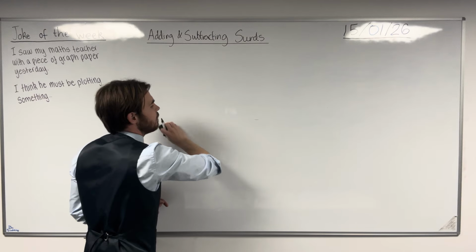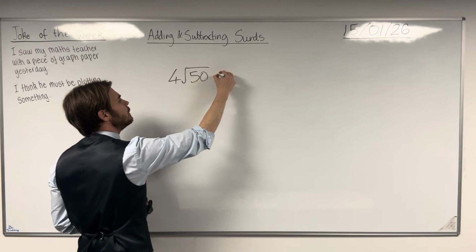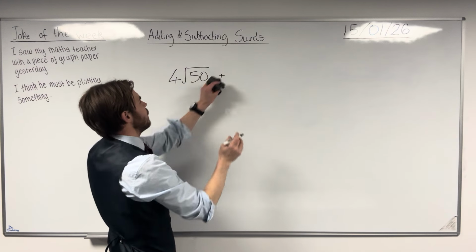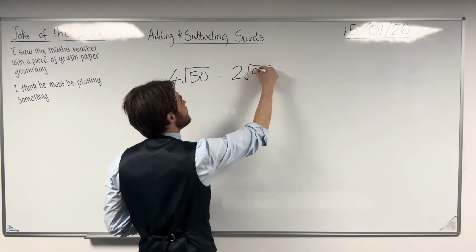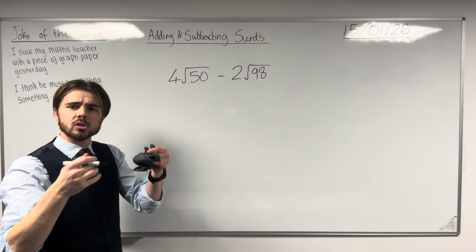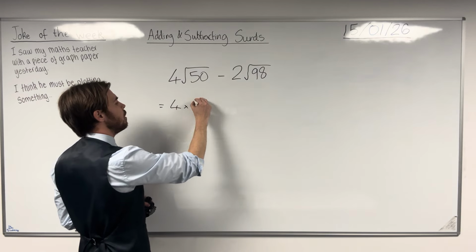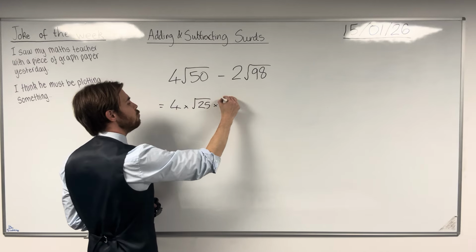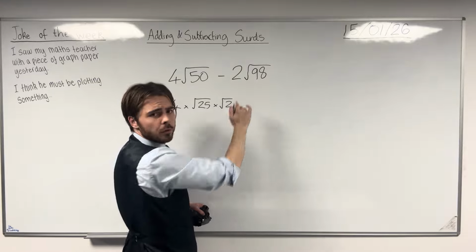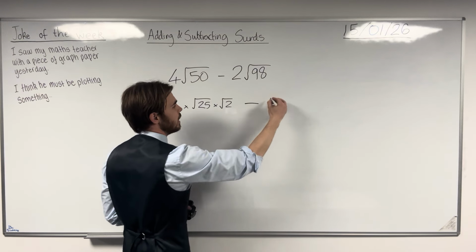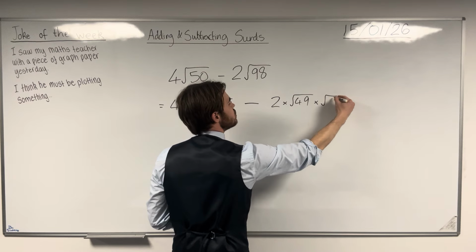So let's do one with something out the front. So I've got 4 root 50 add. No, let's do a takeaway. I'm changing my mind. Let's do a takeaway this time. 2 root 98. Okay, so we need knowledge of our square numbers or the technique you are using. So I would have 4 multiplied by root 25 multiplied by root 2. And remember, this takeaway is a barrier. It means this doesn't cross over with this. So barrier of a takeaway. Then I've got 2 multiplied by root 49 times root 2.